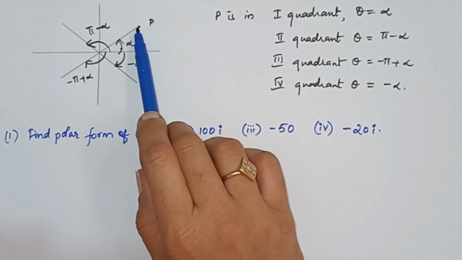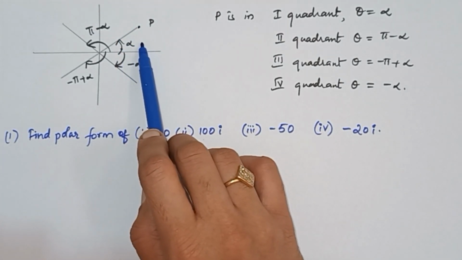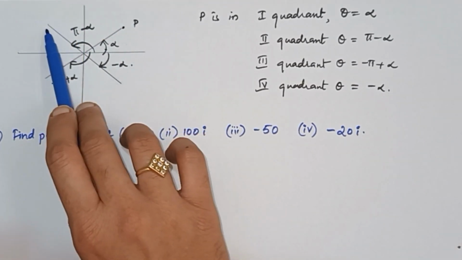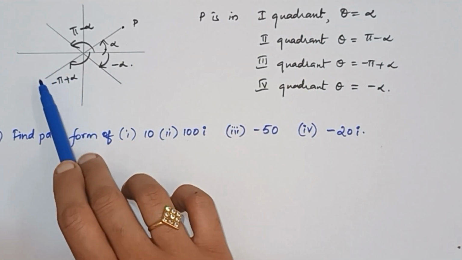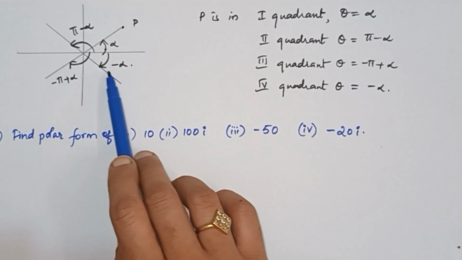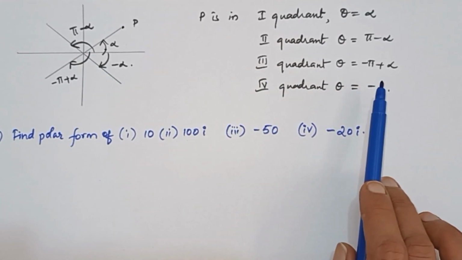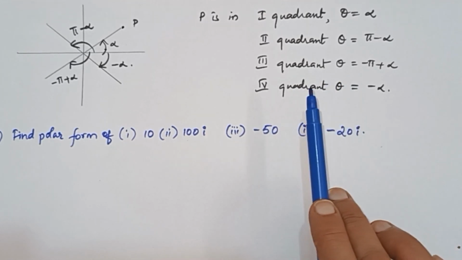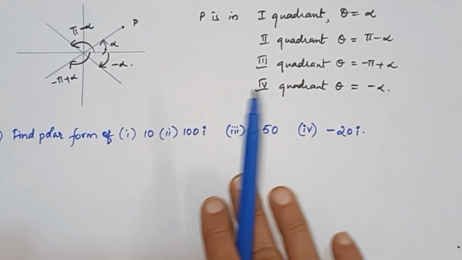So let us see, when a point lies in the quadrants, how to find the principal argument. If the point is in the first quadrant, then theta equals alpha, where alpha means tan inverse of modulus of y by x. If P is in the second quadrant, theta equals pi minus alpha. If the point is in the third quadrant, theta equals minus pi plus alpha. If the point is in the fourth quadrant, then theta equals minus alpha. Whenever a complex number is given, you have to write its corresponding point, and hence you have to find out where that point lies. This is the basic rule.